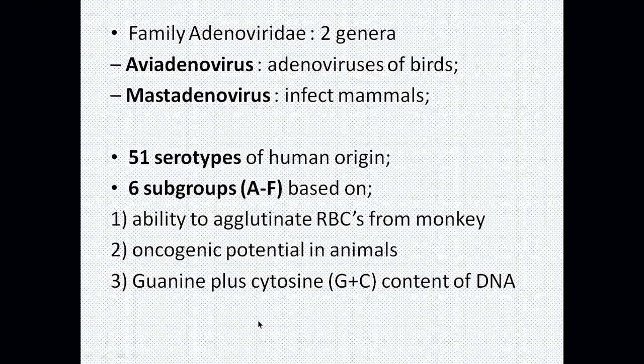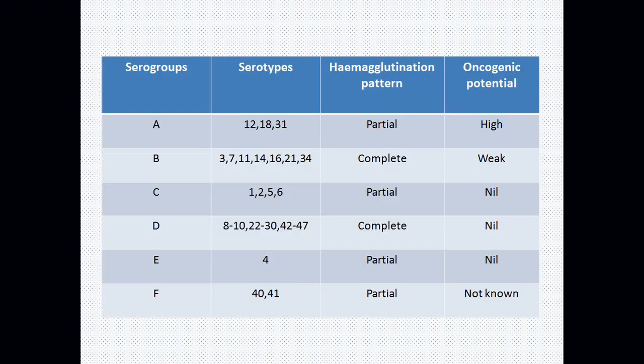Okay, so we'll start from here. That is the family adenoviruses. Here the 51 serotypes of human origin are grouped under 6 subgroups based on 3 characteristics. First, their ability to agglutinate RBCs of the monkey or rats. Second, oncogenic potential in animals. And third, the G plus C content of the DNA, that is the guanine plus cytosine content of the DNA.